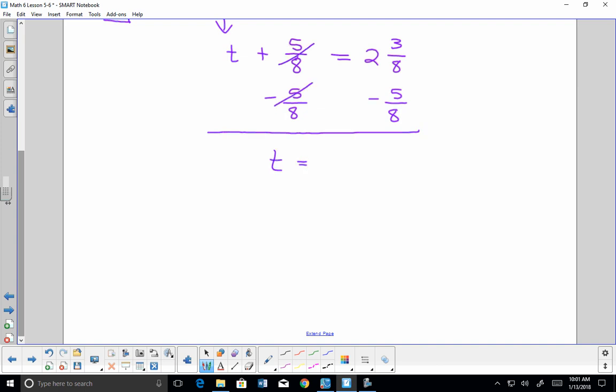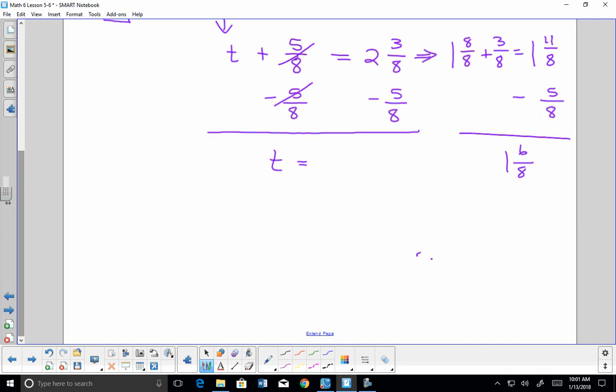So I'm going to have to rename 2 3/8. I'm going to rename 2 3/8 as 1 8/8 plus 3/8, which is 1 11/8. And I'm going to subtract from that 5/8. So now I can subtract these. 1 11/8 minus 5/8. Well, 1 minus nothing is 1. 11 minus 5 is 6. So I get 1 6/8.